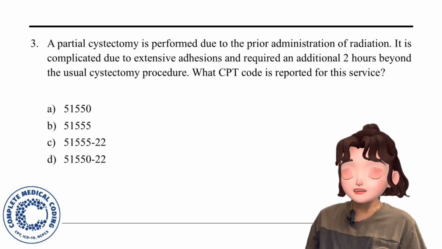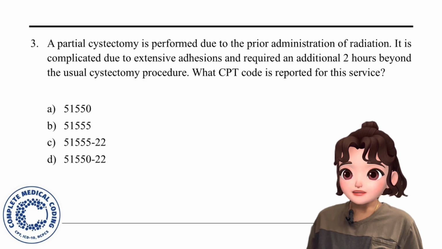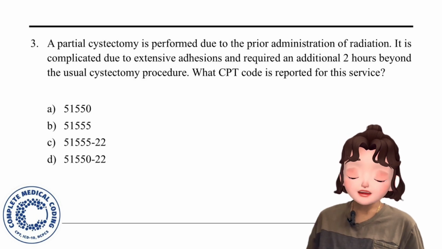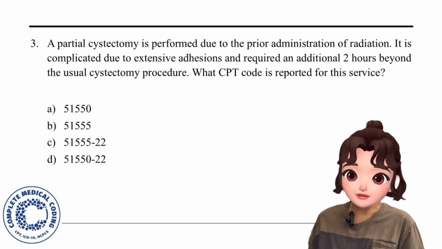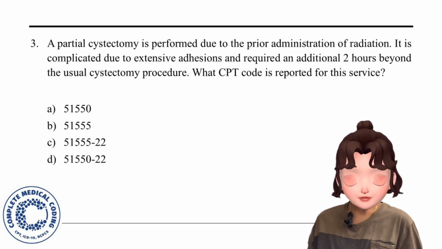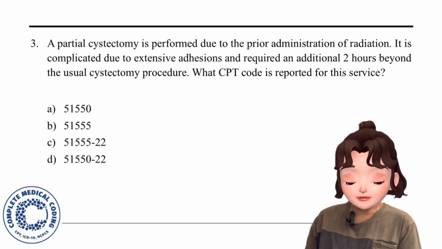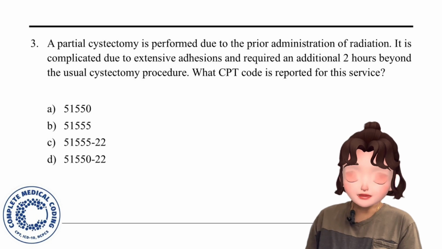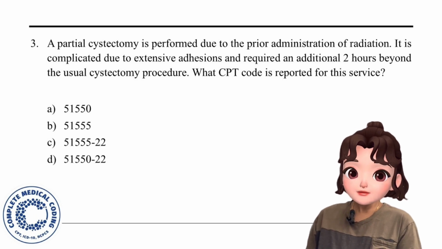Okay. So, a partial cystectomy is carried out. And then, due to extensive adhesions, an additional 2 hours is required beyond the usual cystectomy procedure. So, in that case, what should you code? That's what we need to find out. What's the first code? 51550. Option A, 51550, cystectomy partial. It's just mentioned as cystectomy partial, simple. This is not simple. Our question is complicated, right?